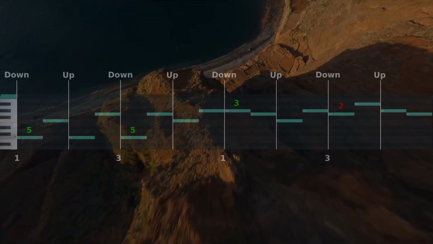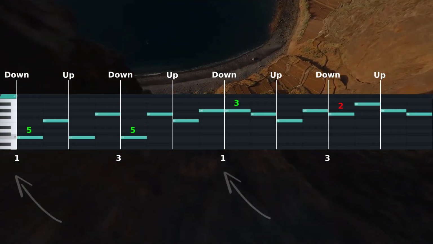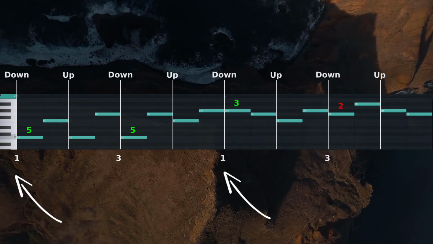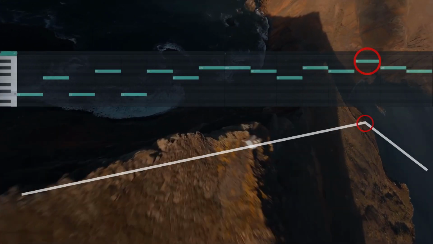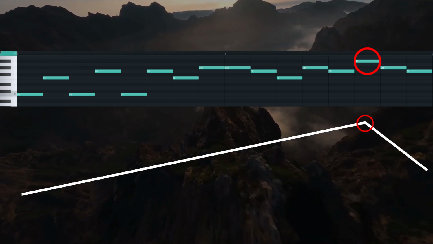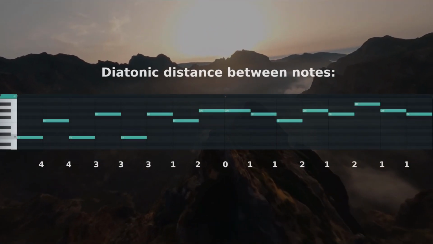First, starting with the chordal notes on important places, the most important of them being these ones. Then the up and down contour with one clear climax to make this melody feel like it's going somewhere. And lastly, to help us fill up the rest, we need good voice leading.